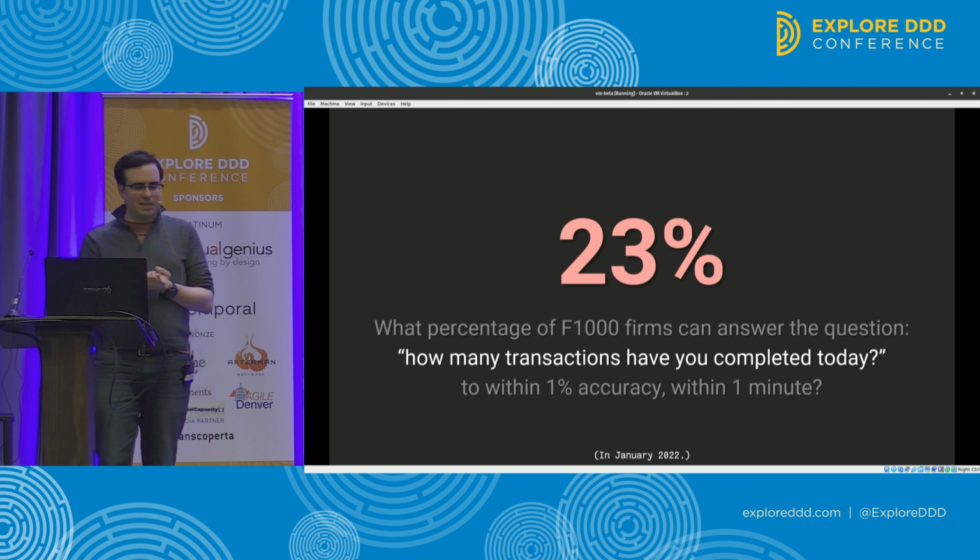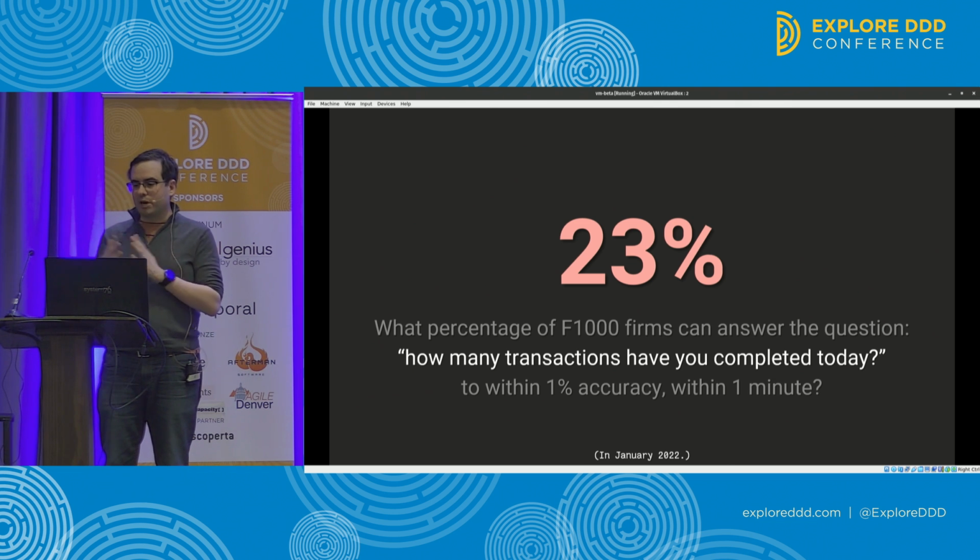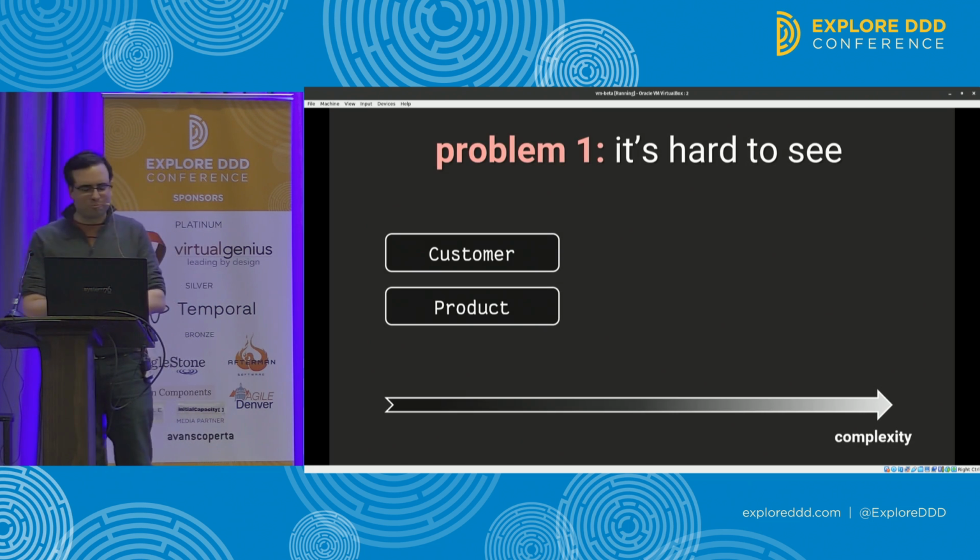So when a payments company can't tell you how many payments they did today, we have a problem, right? So it's no wonder that enterprises of all sizes and shapes have issues with information complexity. So what's going on here?